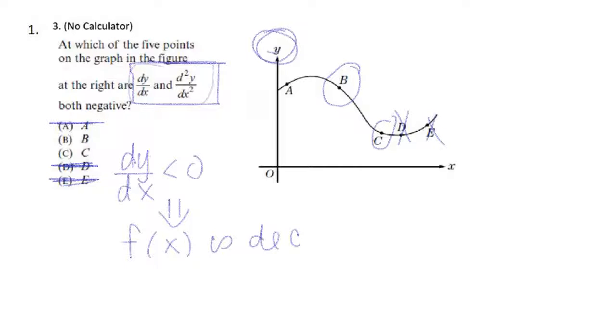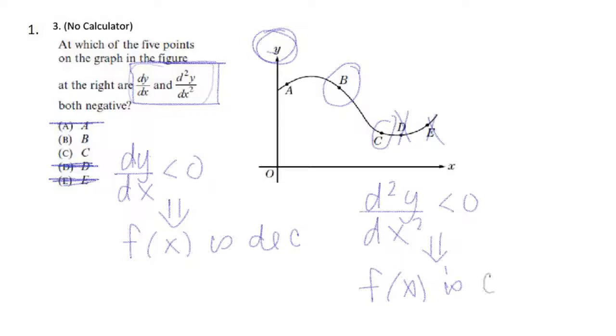All right, now what does it mean? Let's look now for the second derivative. If my second derivative is negative, what does that imply about my original function? What is f of x doing? What is true about f of x? Concave down. F of x is concave down. That's a C, not an E. F of x is concave down.